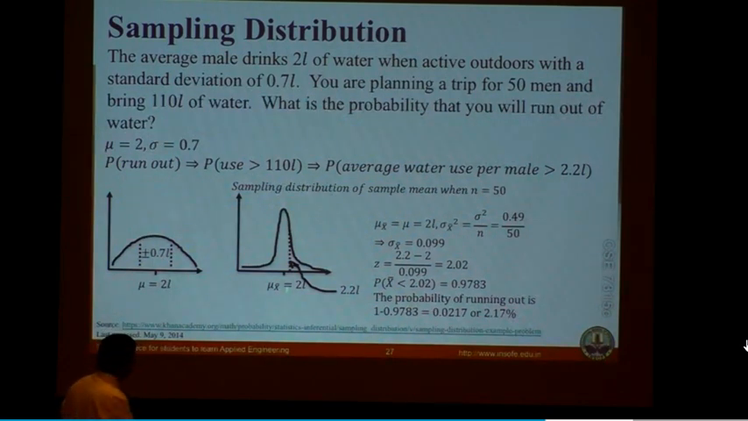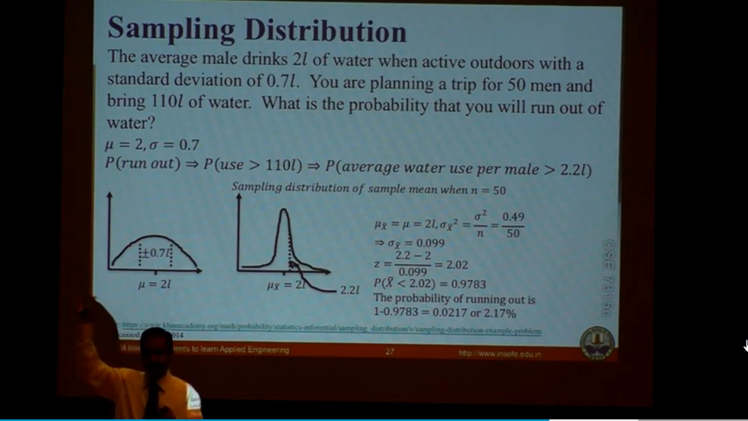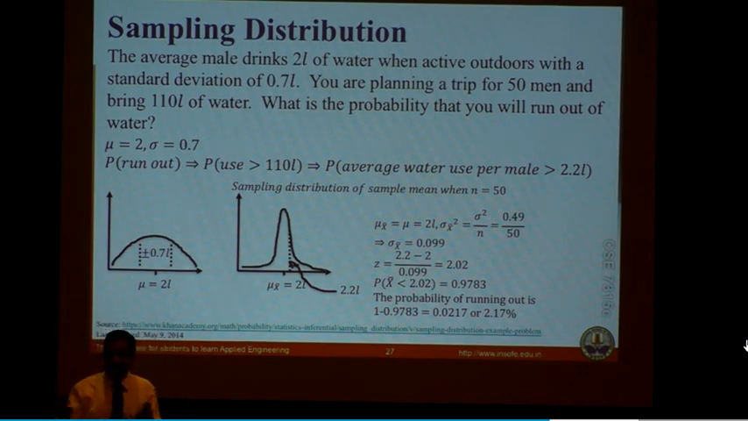The mean is 2. What's the probability of more than 2.2? That's it. 1 minus pnorm. You need to know the standard deviation of this distribution, which is the standard deviation of the population divided by the square root of the sample size.